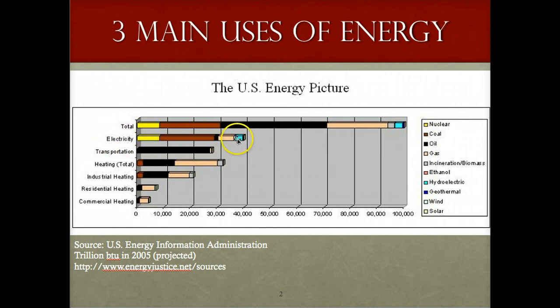Electricity makes up the largest proportion of total energy use in the U.S., and it is supplied primarily by coal, nuclear, and natural gas. Heating, including industrial, residential, and commercial heating, makes up the second largest proportion of total energy use, and it is supplied mainly by natural gas and oil. Transportation makes up the remaining proportion and is mainly supplied by oil.